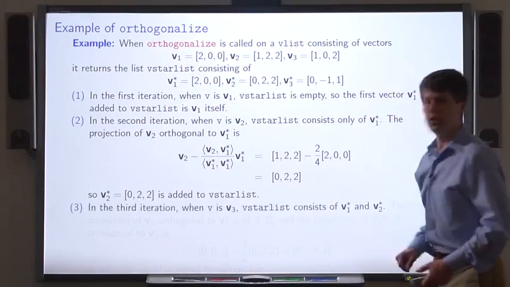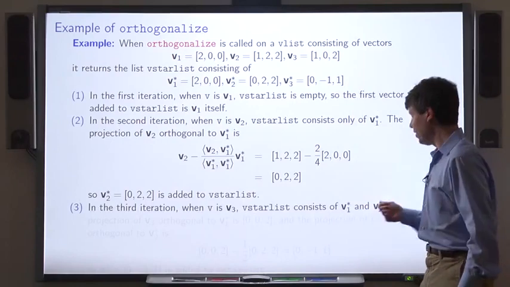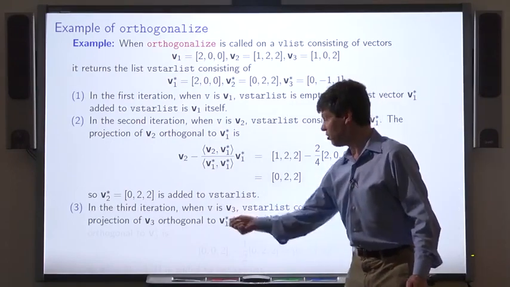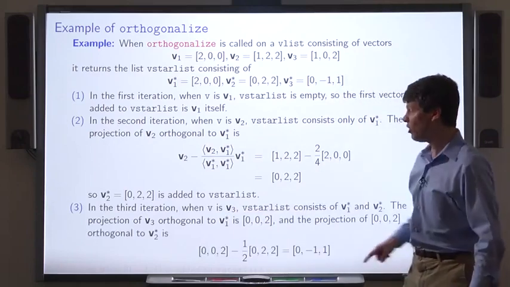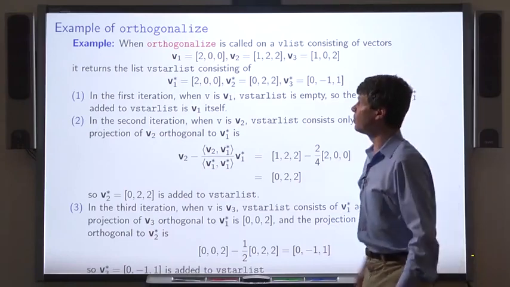In the third iteration, when we're working on v3, v*-list consists of v1* and v2*. So we take v3, project it orthogonal to v1*, getting 0, 0, 2, and then take that vector and project it orthogonal to v2*, getting 0, -1, 1. So this is the vector that's added to v*-list. This is v3*.